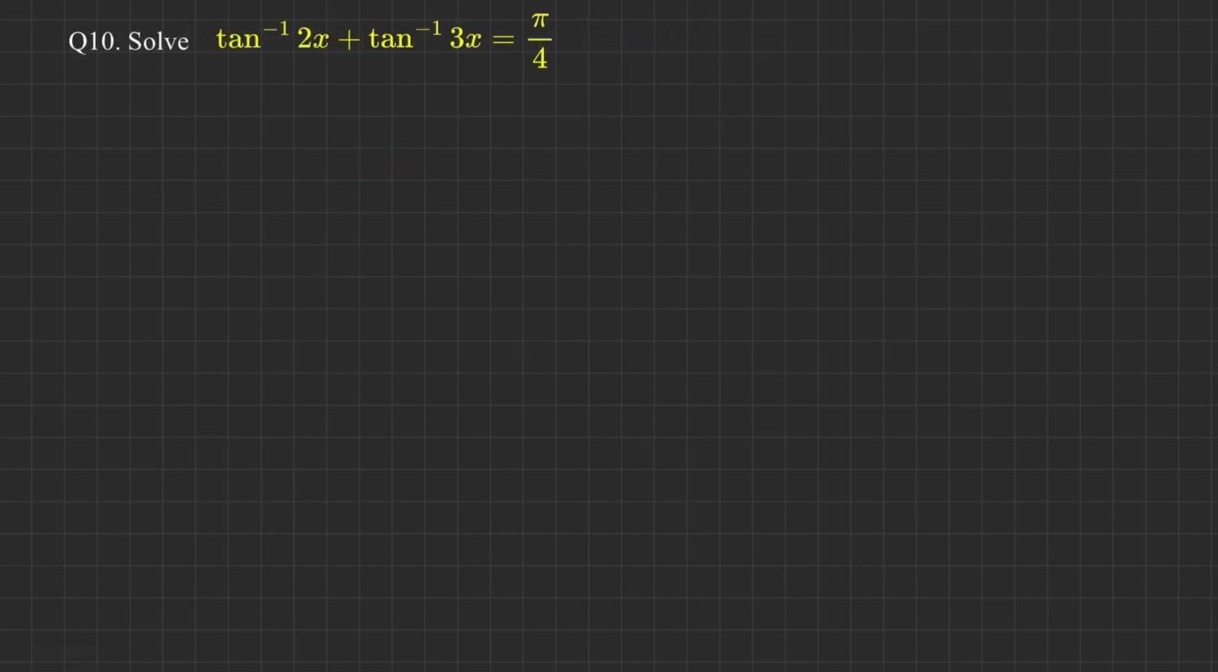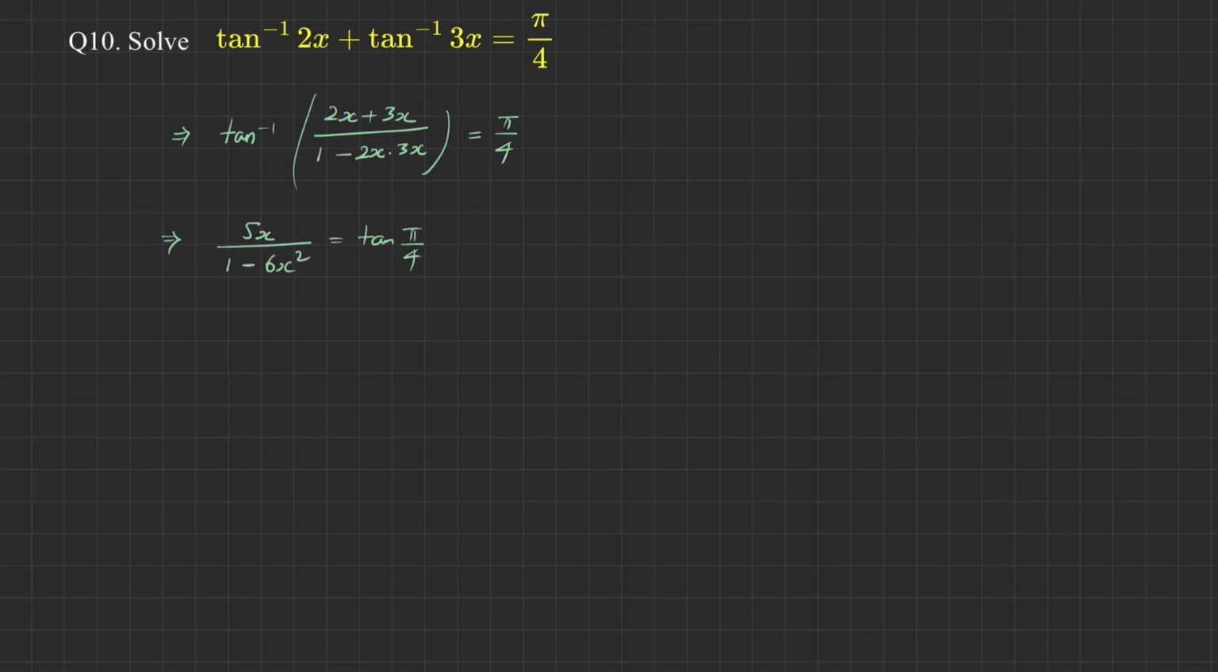So question number 10, solve tan inverse of 2x plus tan inverse of 3x equals pi over 4. To solve means to find the value of x. So let's start using the formula. So here it will be tan inverse of (2x plus 3x) over (1 minus 2x into 3x) equals pi over 4. So it will be 5x by (1 minus 6x square) equals tan of pi over 4.